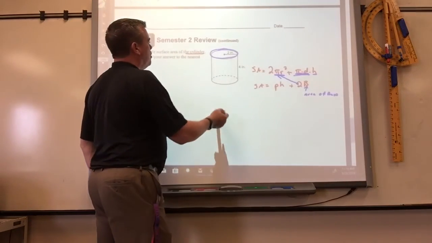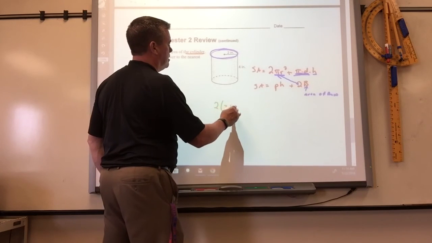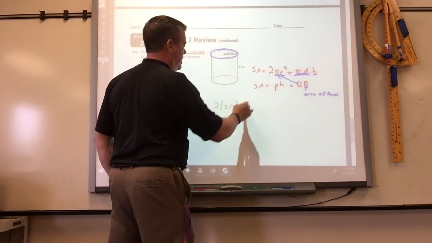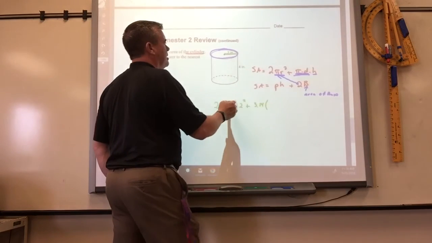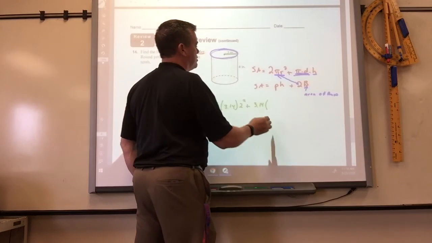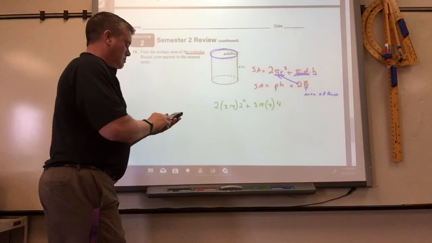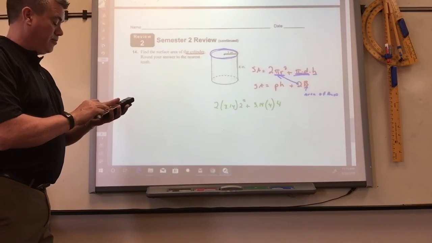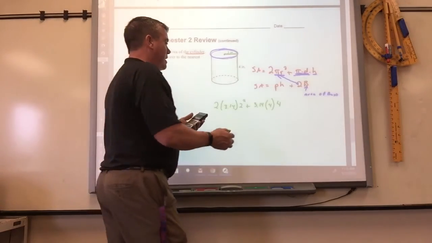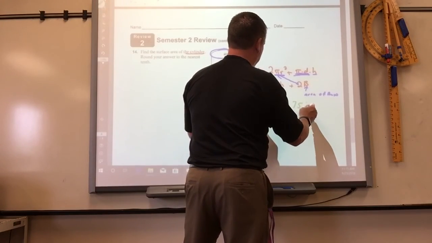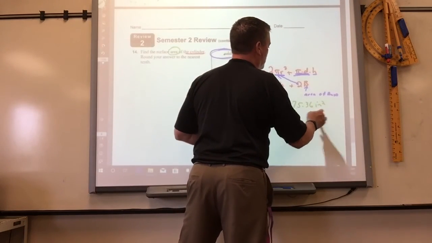So we've got to take 2 times pi times the radius squared plus pi times the diameter, which is 4, times the height of the cylinder is 4. And you get 75.36, and again, it is an area, so it's inches squared.